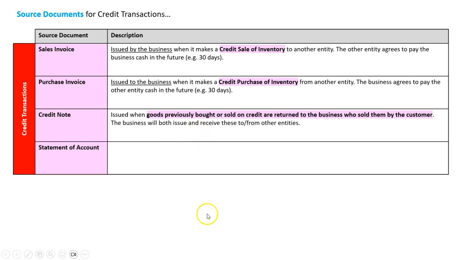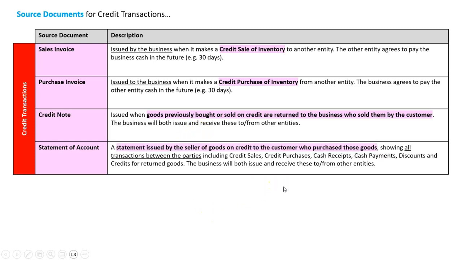And then the last one is a statement of account, kind of like a bank statement. At the end of every month, you get a bank statement showing all your ins and outs with money. This doesn't show just that, it shows a bunch of other stuff, but it's basically a statement issued by the seller of the goods on credit to the customer who purchased those goods, and it shows all the transactions between the parties for the month. So it will show all the credit sales, all the credit purchases, all the cash receipts, all the cash payments, all the discounts, and all the returns. And again, the business will both issue and receive those.